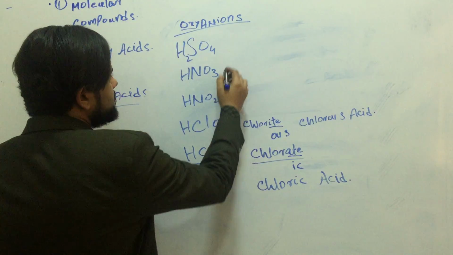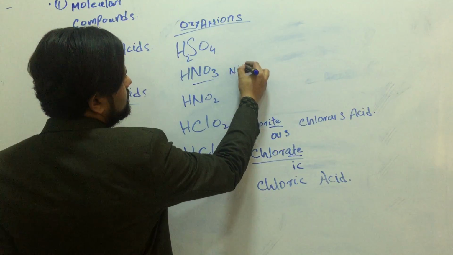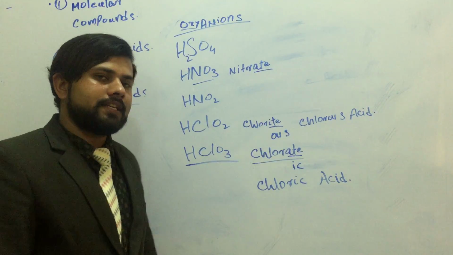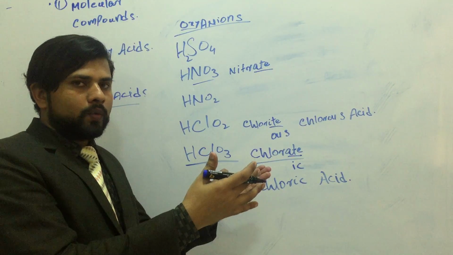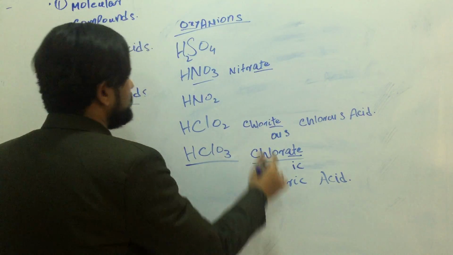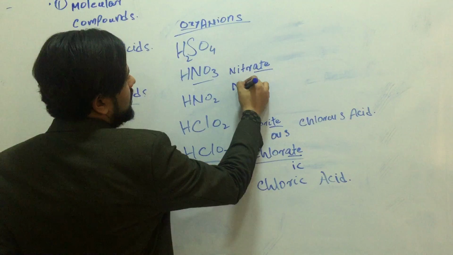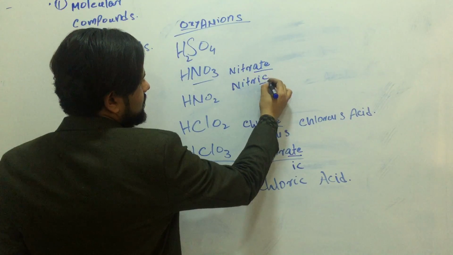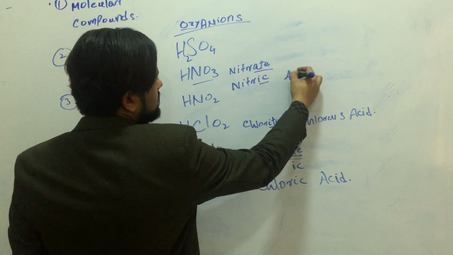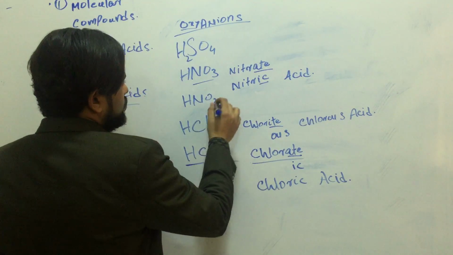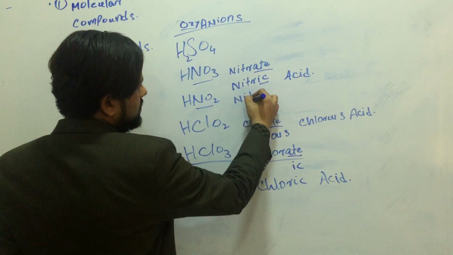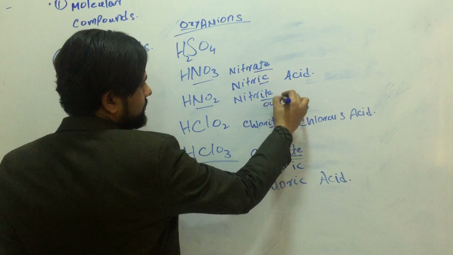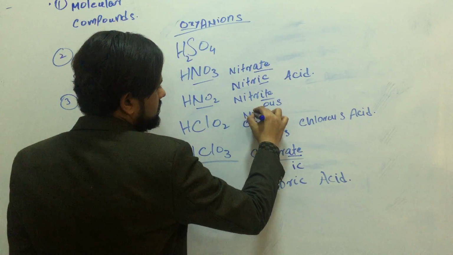Now, can you name it? This is nitrate. So my question here is, ATE is going to be changed into what? OUS or IC? Mention it in the comment box. So I'm going to do it for you, nitric, because this is ATE and the rule is if there is ATE, replace it by IC. So nitric acid, right? And HNO2, NO2 is nitrite. So ITE is going to be changed into OUS. So the name is going to be nitrous acid.